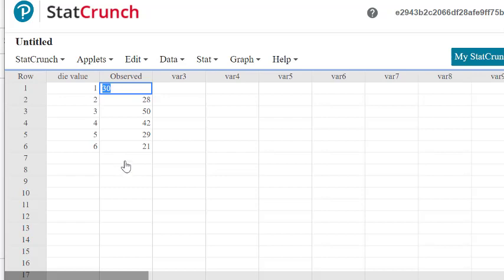Now we know that this thing was rolled 200 times, and so to find the expected values, we would take 200 and divide it by 6 because that's the number of categories, and then we would normally fill up this column, but instead we're going to have StatCrunch do that for us.